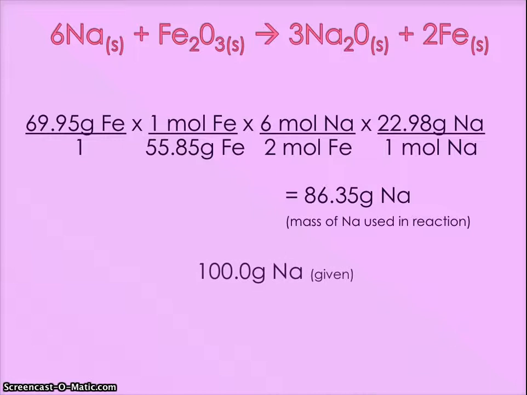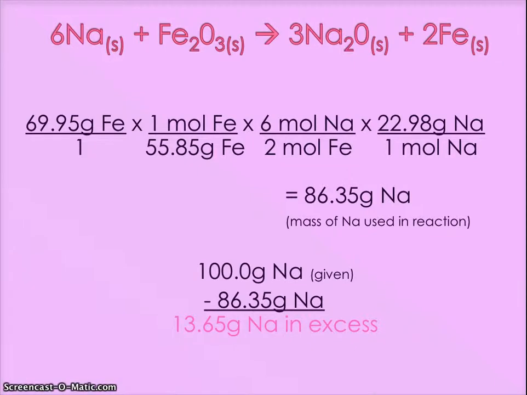Since we have to find how much sodium was left over, we have to subtract this number from 100.0 grams of Na, which was our original amount of sodium. Our answer is 13.65 grams of sodium in excess.